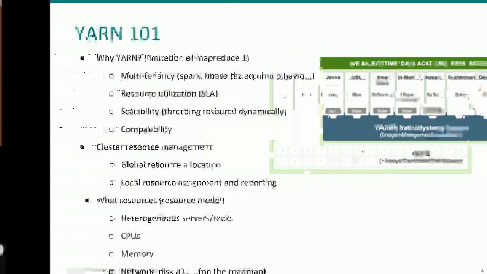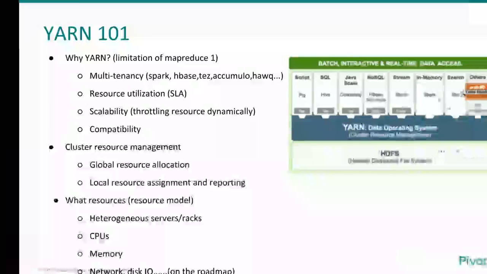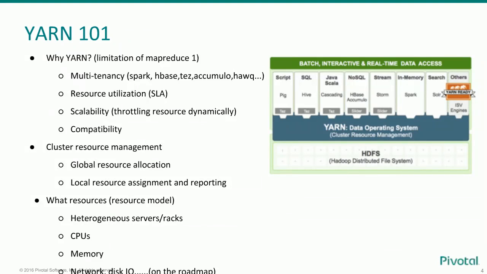So it's really a cluster resource management tool. YARN not only does the global resource allocation across the cluster, but also manages those local resource assignments as well. It's going to do all the resource allocations, assignments, and report on those at a central location to allow you control. It's going to allow me to manage things like CPUs, memory, and then network and disk I/O are definitely on the roadmap.